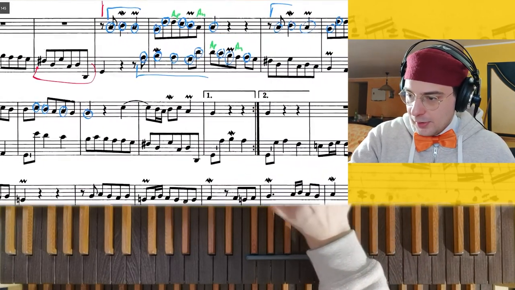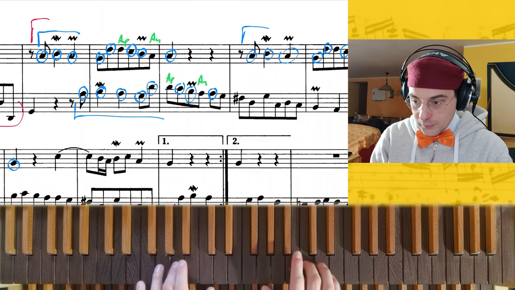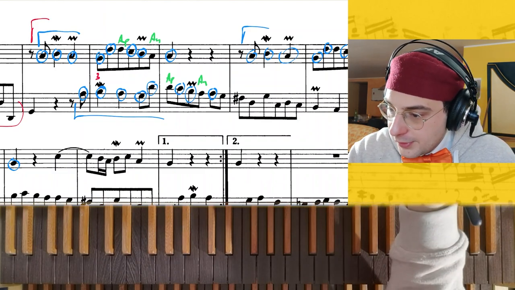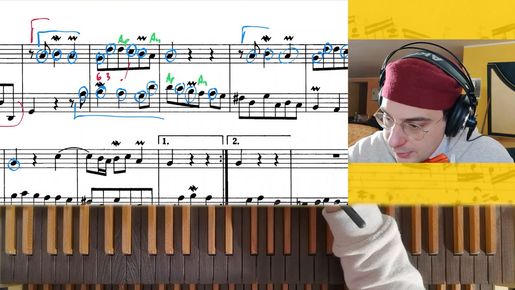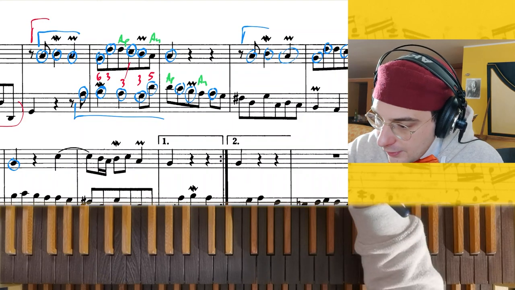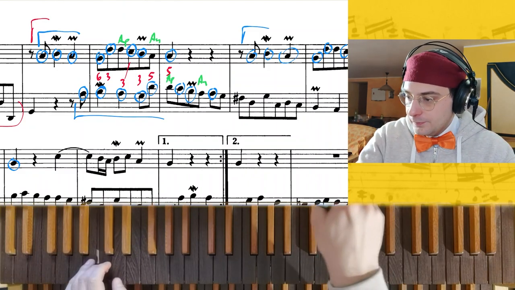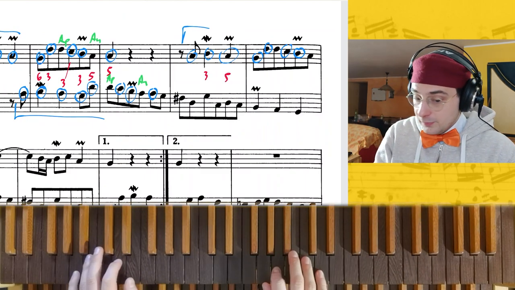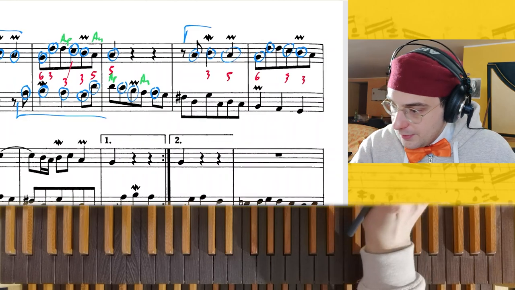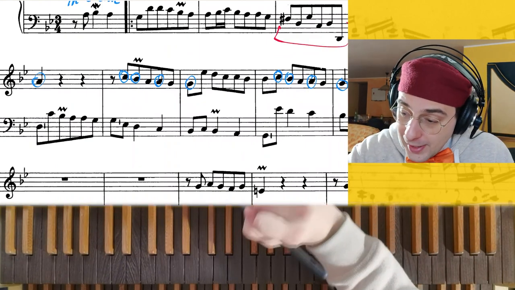Now, if we look at the structural notes, we can see that they are always consonances. So 6, 3, then we have this, that is 3, 3, 5, okay, this is not a structural note, but it is consonant. Then 5, this is an anticipation of the next. 5, 6, 3, 3, 5, 6, 3, 3, 5, and here in the left hand we have the imitation.